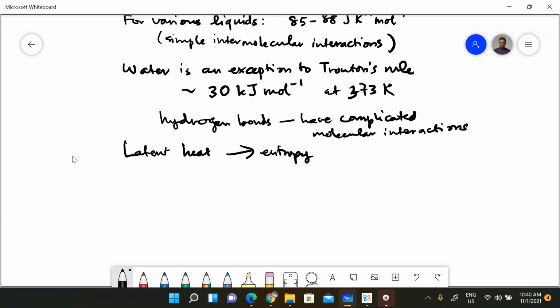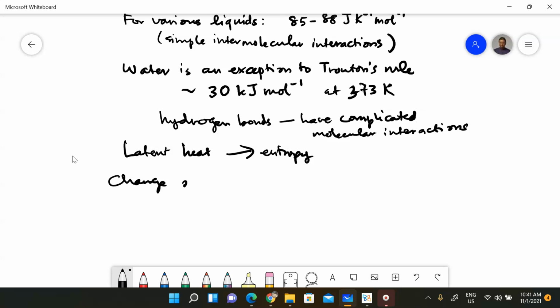Okay. So generally one needs to look at all this, and let's suppose you consider the case where there's only a change of phase over here, melting and vaporization.